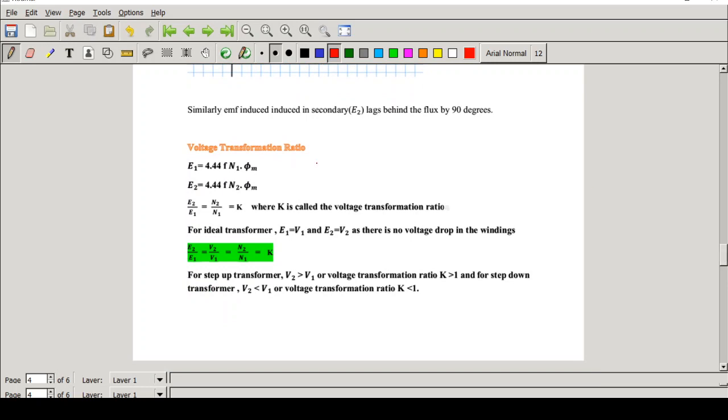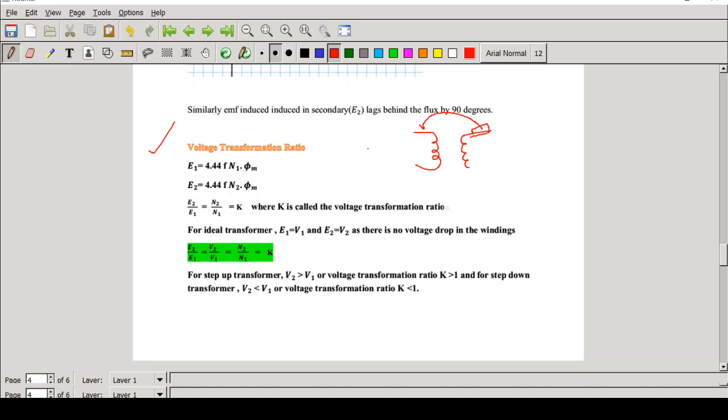Now next we will move on to another very important concept: voltage transformation ratio. When you are representing or analyzing a transformer, we use something called an equivalent circuit. It is a simple representation of the transformer using several equations. Sometimes, if this is the primary and this is the secondary winding, some quantities here, say resistance or reactance, we want to transfer into the primary or vice versa, for simplicity of calculation.